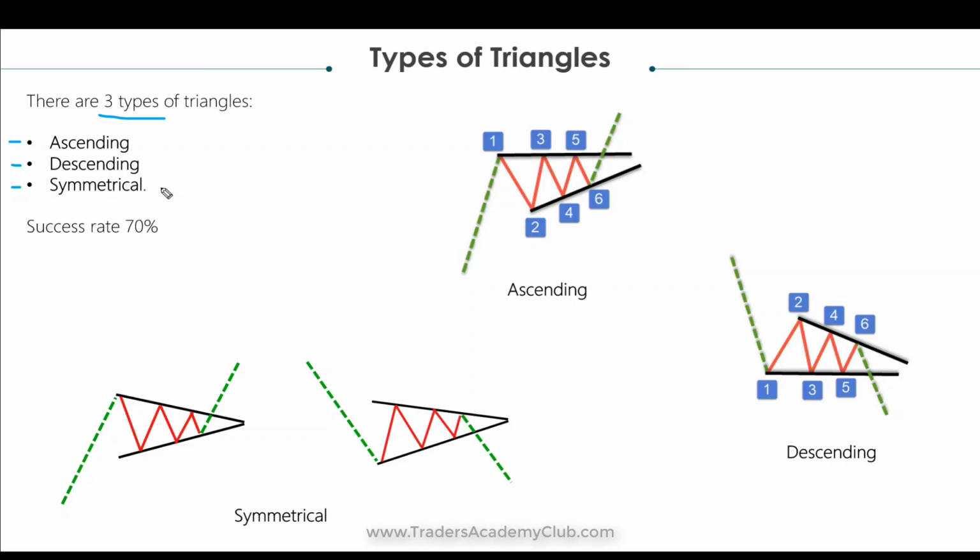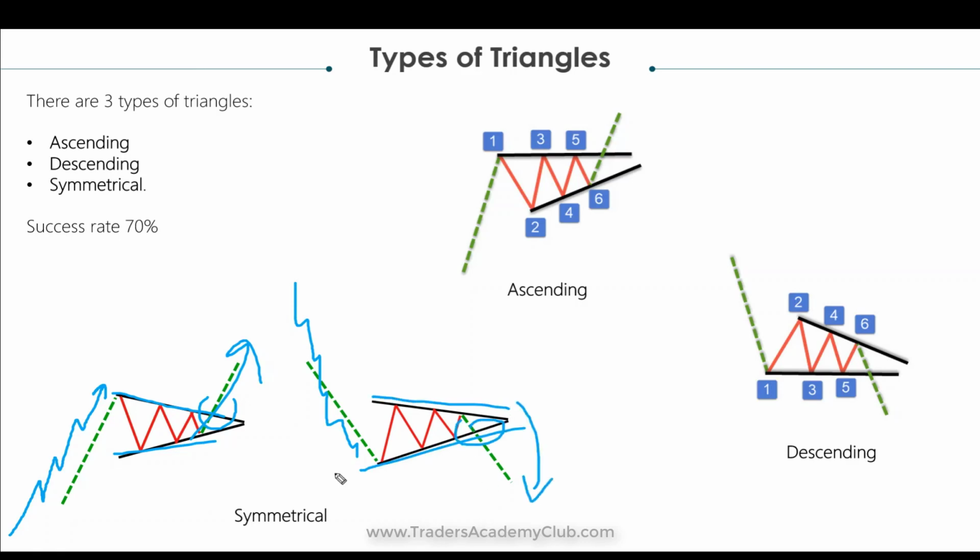Symmetrical triangles could be traded in both directions, up and down, meaning that the direction beforehand could be bullish. We get the triangle and we're looking for a breakout to the upside, trading the buys, or the direction before that could be bearish. We get a symmetrical triangle and look for bearish continuation.